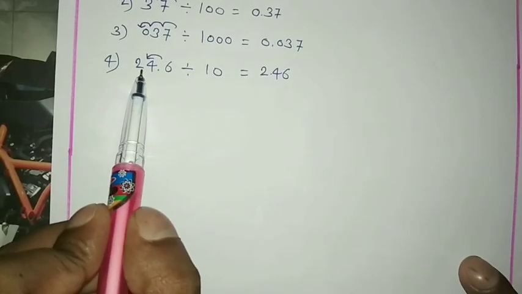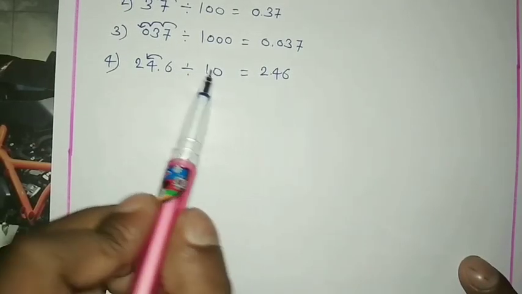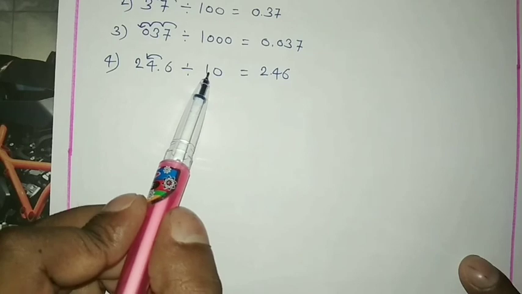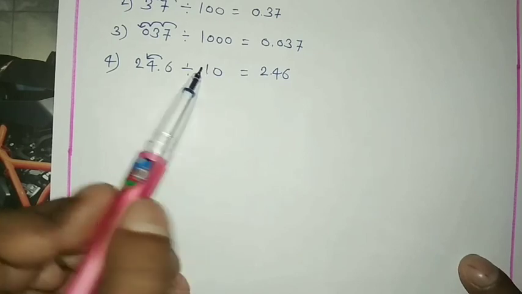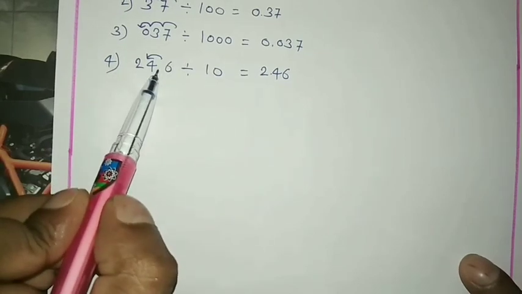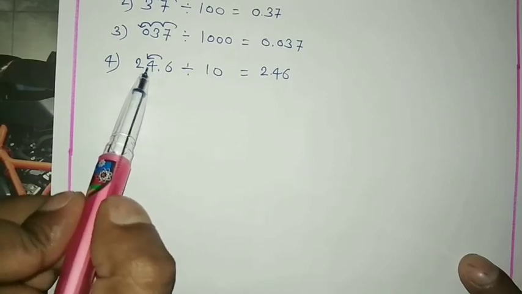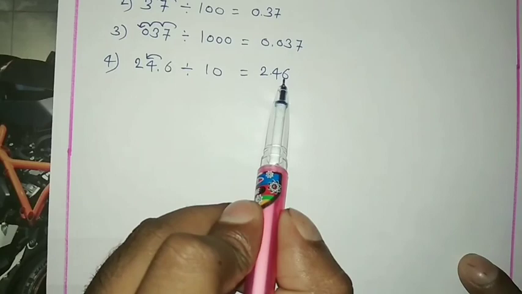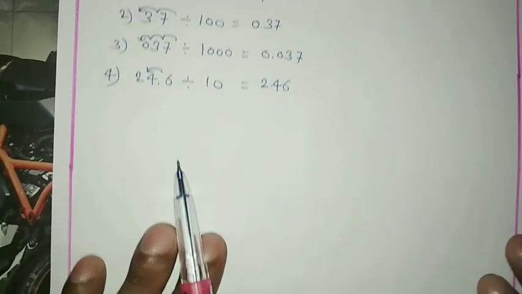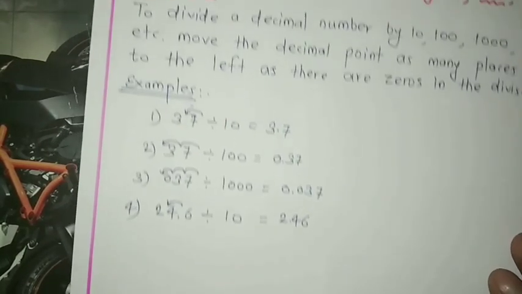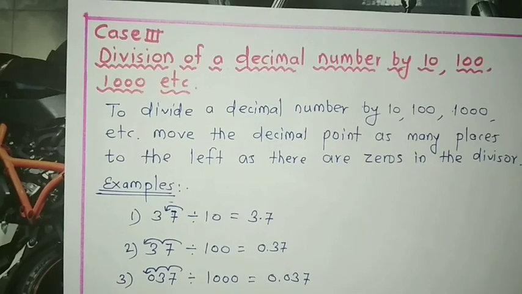Next is 24.6 divided by 10. So here is a 10, so we move the decimal point by one place. Here is a decimal point, and I move it one place. So my answer is 2.46. So this is a very simple example of this type of case. Students, you solve this type of example, case first, case second and case third.